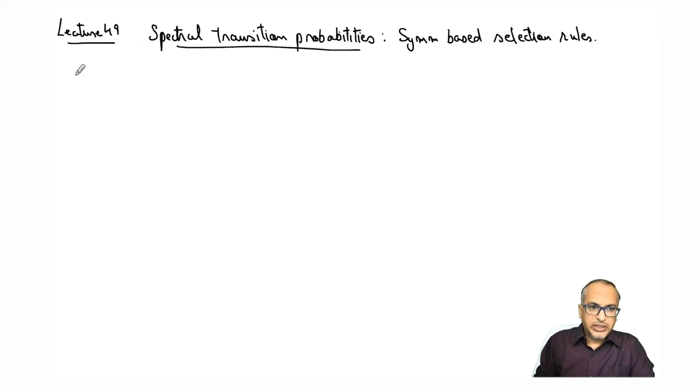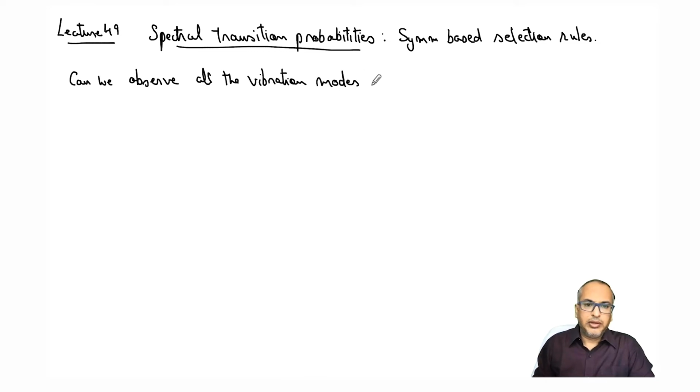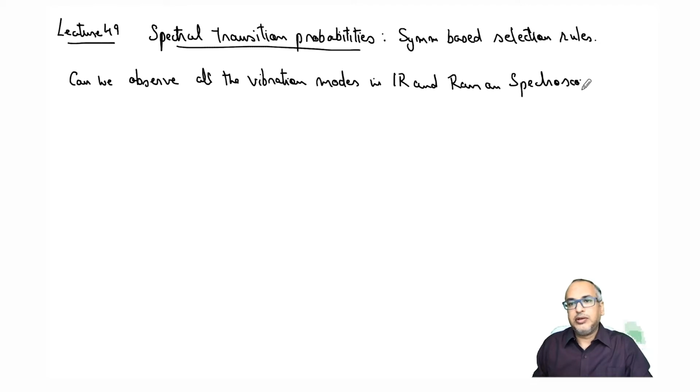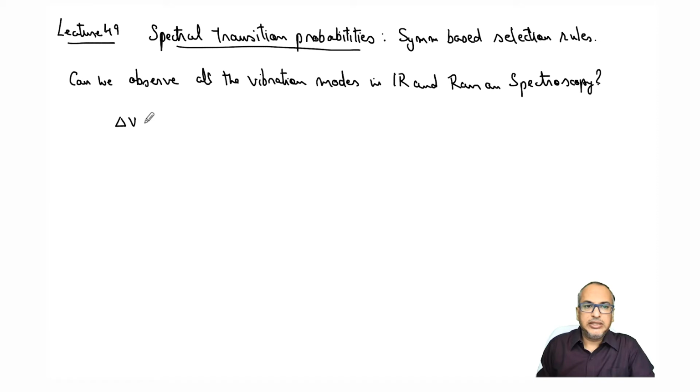So the question is, can we observe all the vibration modes in IR and Raman spectroscopy? Okay, so how do we do that? We know what the selection rule is. We know that the change in vibrational quantum number should be plus minus 1, and only these transitions are allowed, right? So we can say v equal to 0 to v equal to 1 transition is allowed, and so on and so forth, like 1 to 2, 2 to 3.